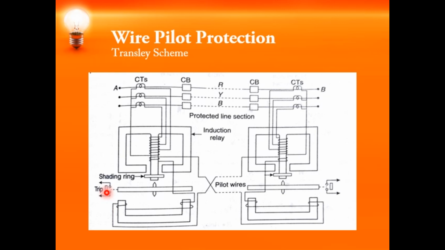Instead of this, there is an advanced or modified version called Translay S protection. It employs solid state technology instead of the electromechanical type. Other than that, the operating principle remains the same. So this is about the wire pilot protection scheme. We have seen the circulating current principle as well as the balanced voltage principle. In the next video we will see the carrier current protection scheme.